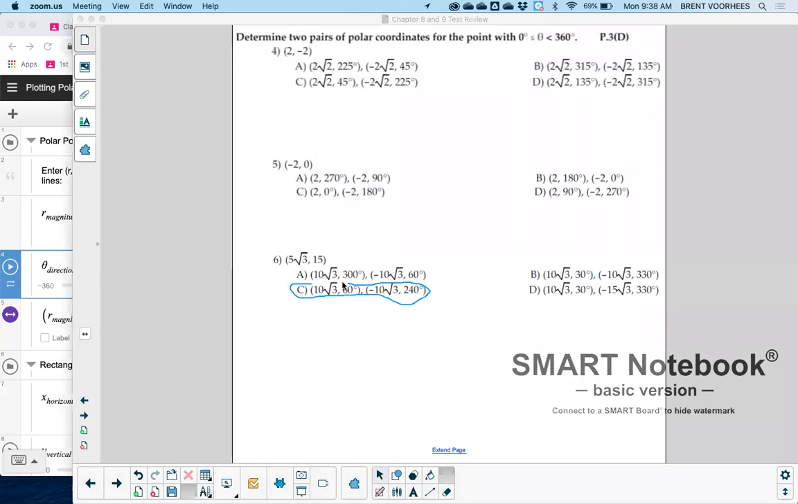Any questions on section 2? No. Okay, hopefully we're doing all right. Let's take a look at section 3 then.